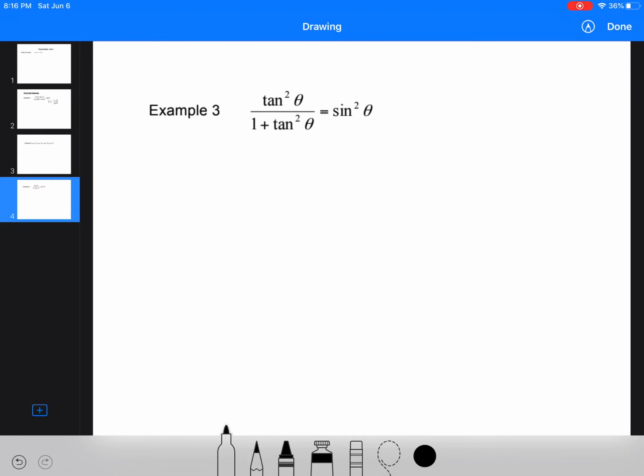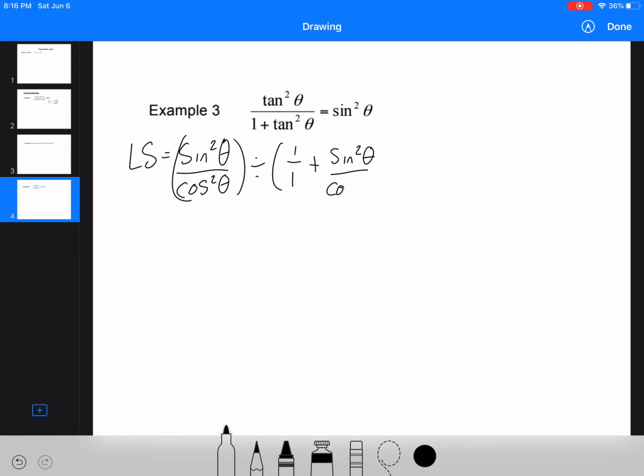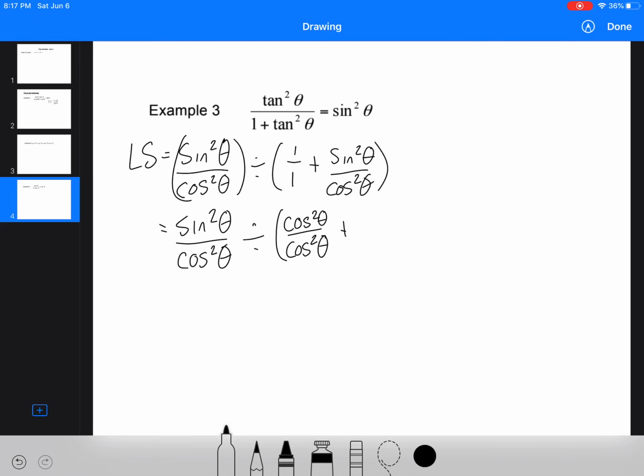I'm going to leave the right side alone and just work on the left side. And I am going to make this like a grade 6 division. Okay, I'm going to put that divided by sign. I'm going to make this 1 over 1 times sine squared over cos squared. I'm doing this in a few steps here, just to make sure that everyone sees what I'm doing. But 1 over 1 is going to be cos squared over cos squared plus sine squared over cos squared.